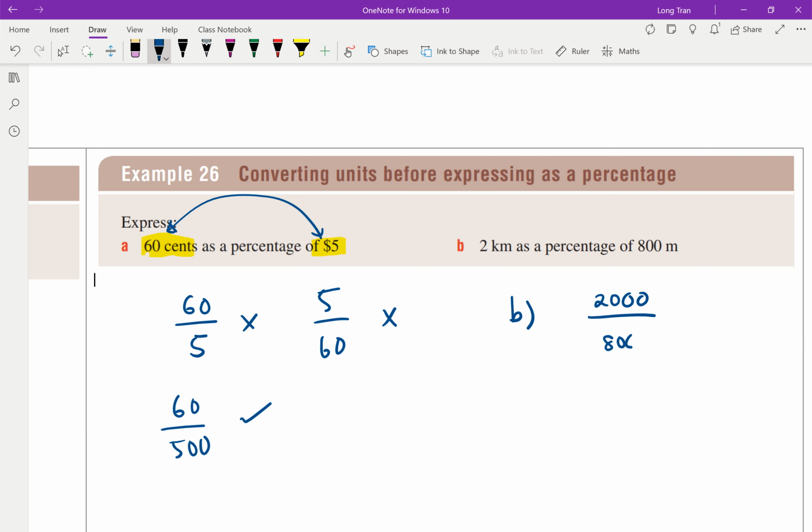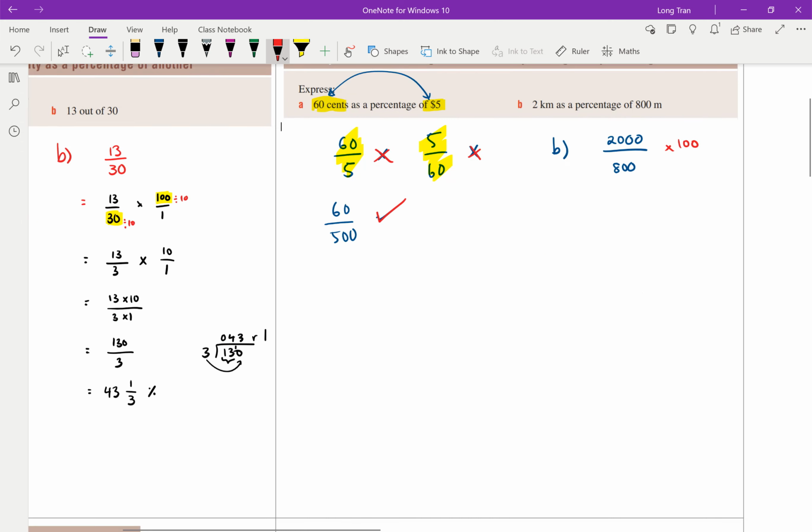And remember, this is in meters now. So when you want to convert it to percentages, times by 100. So make sure the starting step is correct. 60 over 5 is wrong. 5 over 60 is wrong. Okay, so I'm going to do it in red so that you know that's wrong, and that's right. Okay? Now, last skill. Here we go.